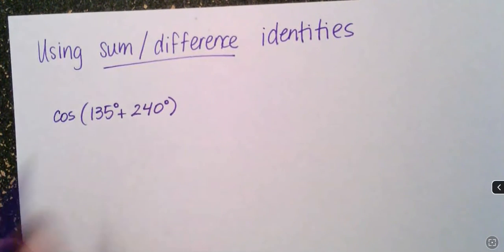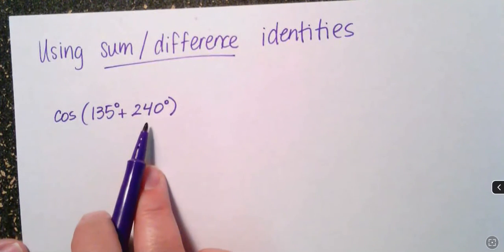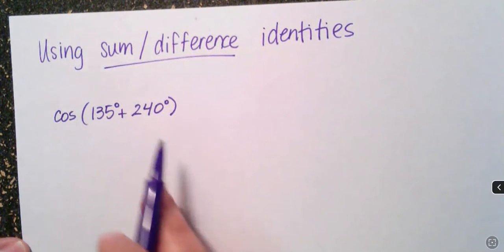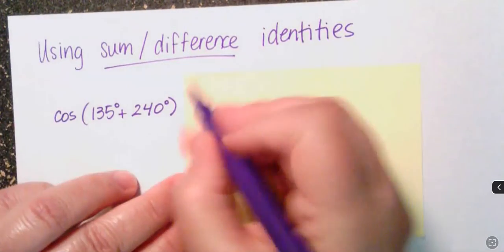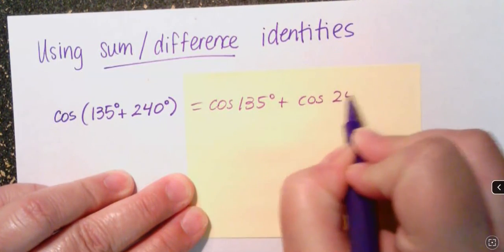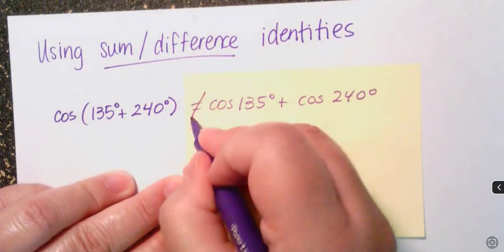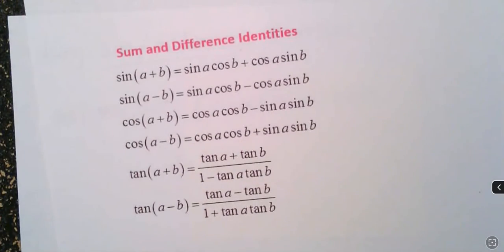All right, either way, 135 degrees, which would be 3 pi over 4, and 240 degrees, which would be 4 pi over 3. Those are unit circle values. Those are things that we know the unit circle value for. So the biggest thing not to do is not to look at this and go, okay, so that's cosine of 135 plus cosine of 240. This is not distributive property. This is not true. We cannot do that. That's why we have these formulas. We have to use these formulas.